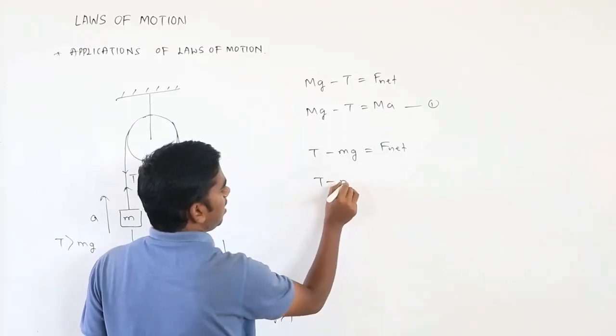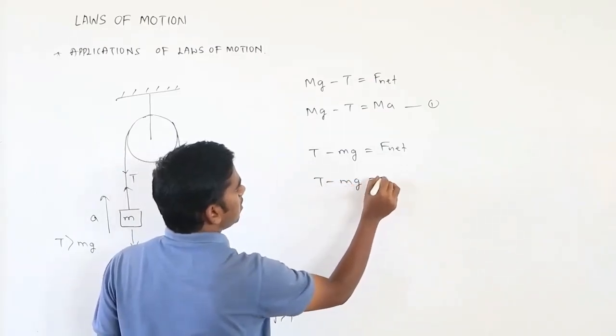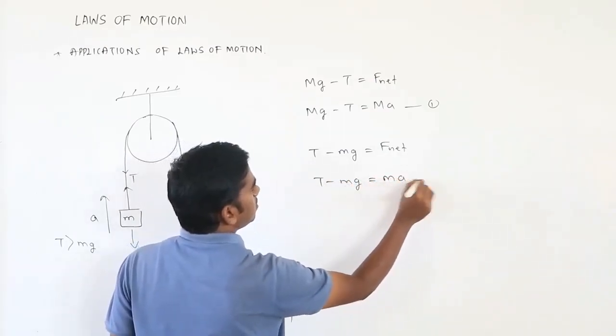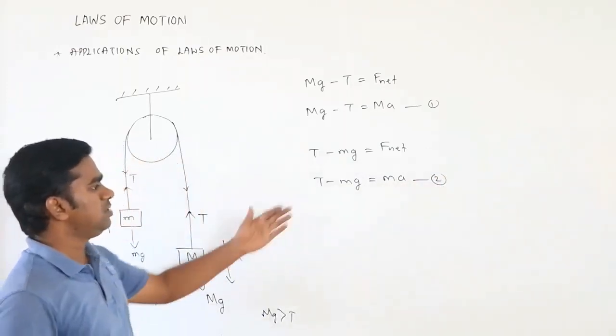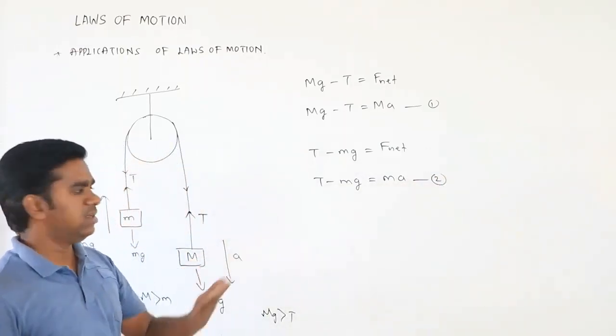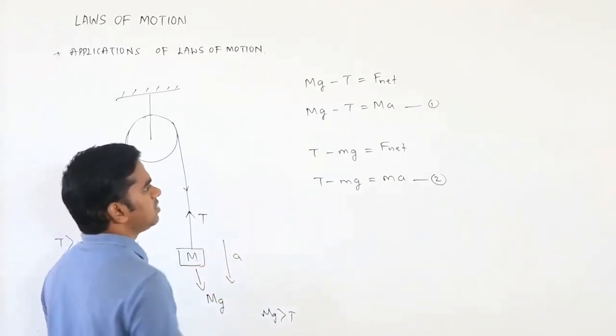So T minus mg equals M into A. So this is the second equation. If you solve these two equations, you can get the acceleration. So how can you get the acceleration?